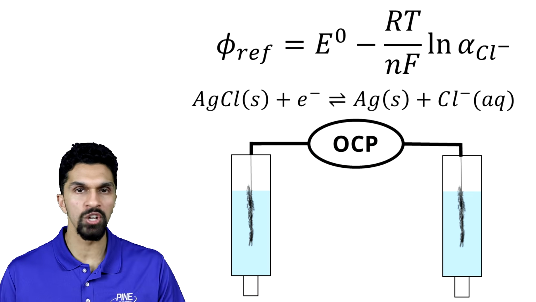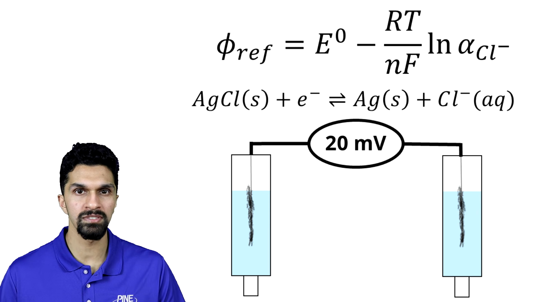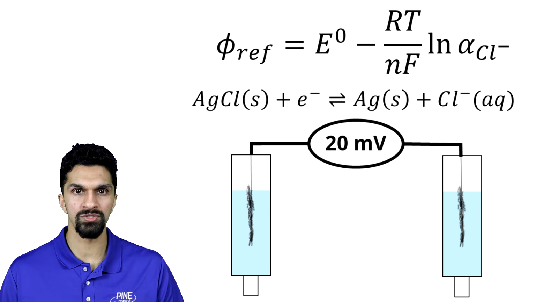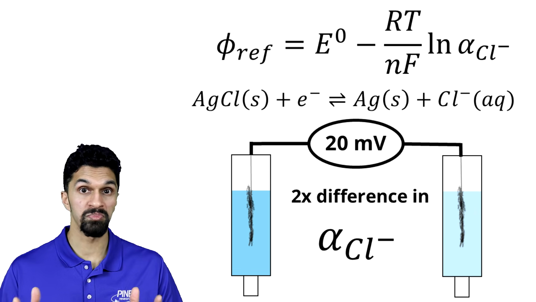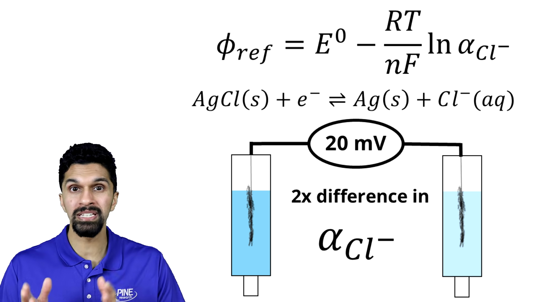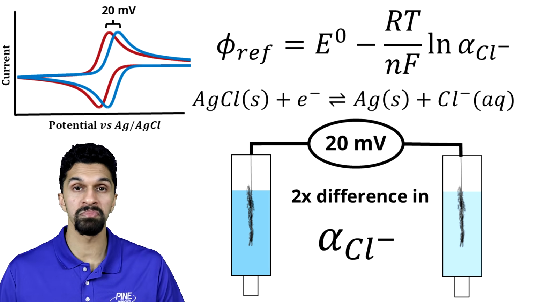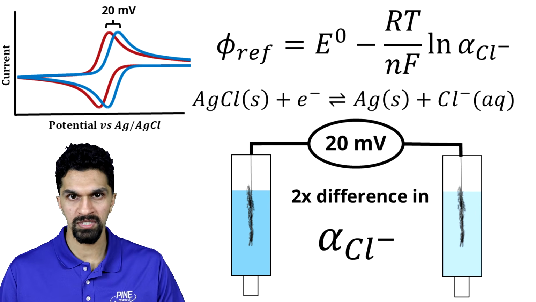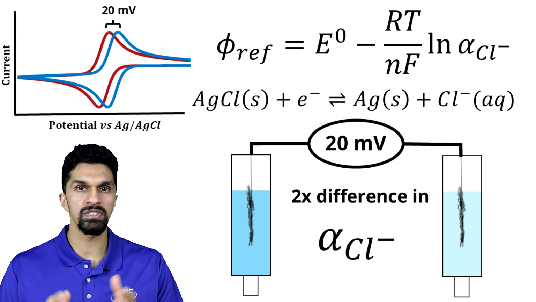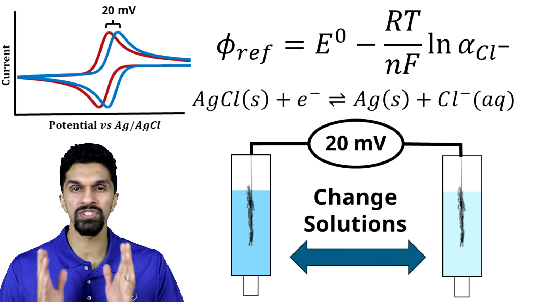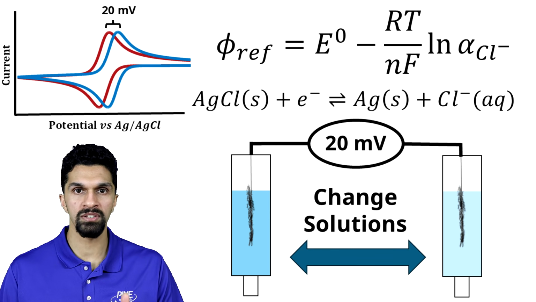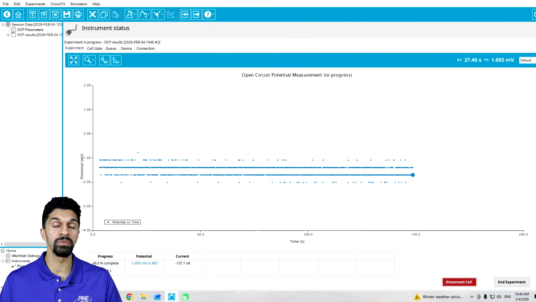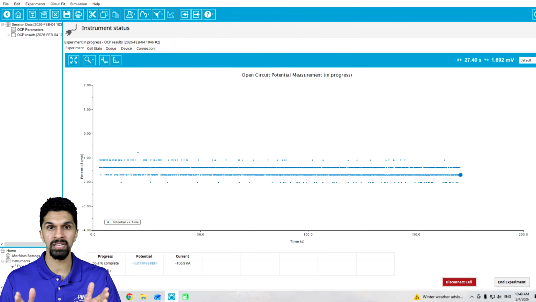So if you observe an open circuit potential of, say, 20 millivolts, that could mean that the chloride ion concentration between your two reference electrodes is off by a factor of 2x. That's pretty big. Also, it means that there's a 20 millivolt difference in the reported potential just based on which reference electrode you used. If you observe this, it's usually a good indication that you should change the inner fill solution of your reference electrodes and ideally do the open circuit potential experiment again, trying to get a value of 0 for the open circuit potential over the course of your experiment.